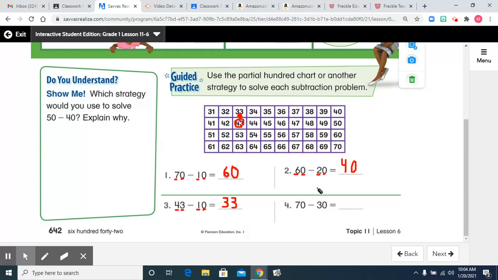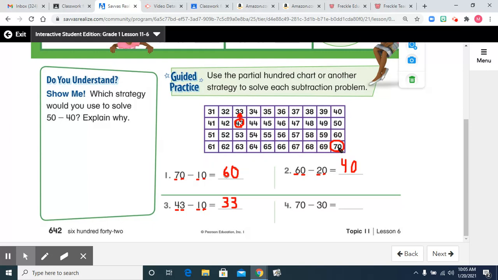Okay, our last one, 70 minus 30. Okay, here's 70. You can take 30 hops backwards, but that would take a really long time. So we'll just do the shortcut. We know we're subtracting tens, so we need to go up rows. Okay, so let's start on 70. 30 would be up 3 rows.